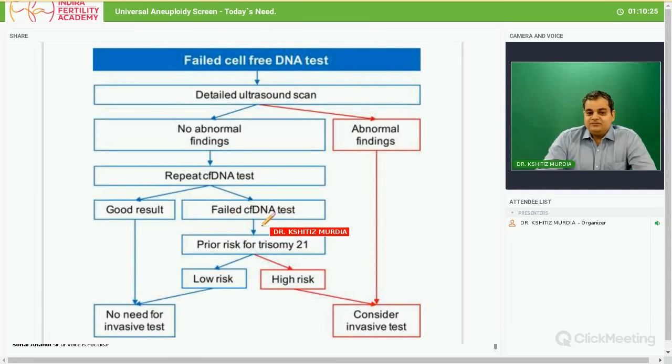If the test fails again, look for the prior risk for trisomy 21, which is the age risk or the background risk. If that risk is high, consider invasive testing. If the risk is low, there is no need of doing invasive testing. But if you have done the detailed scan and there is an abnormal finding, then definitely no looking back, go ahead with direct invasive testing.